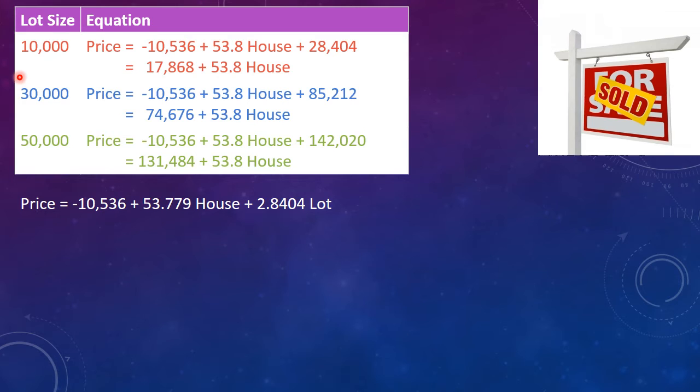When lot size is 30,000, our equation is price equals negative 10,536 plus 53.8 times house size plus 85,212, which simplifies to price equals 74,676 plus 53.8 times house size. And when lot size is 50,000, our equation is price equals negative 10,536 plus 53.8 times house size plus 142,020, which simplifies to price equals 131,484 plus 53.8 times house size.